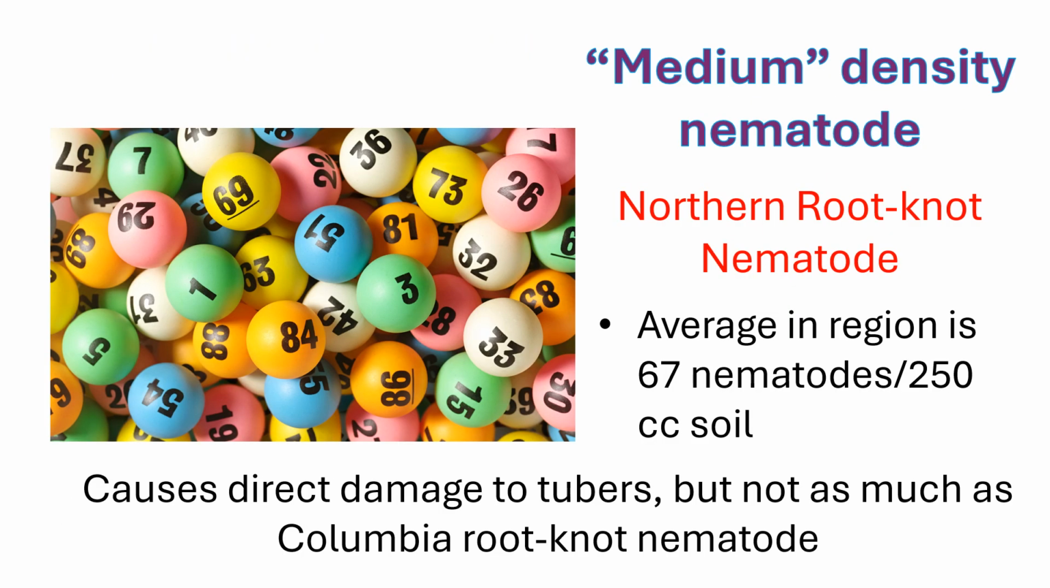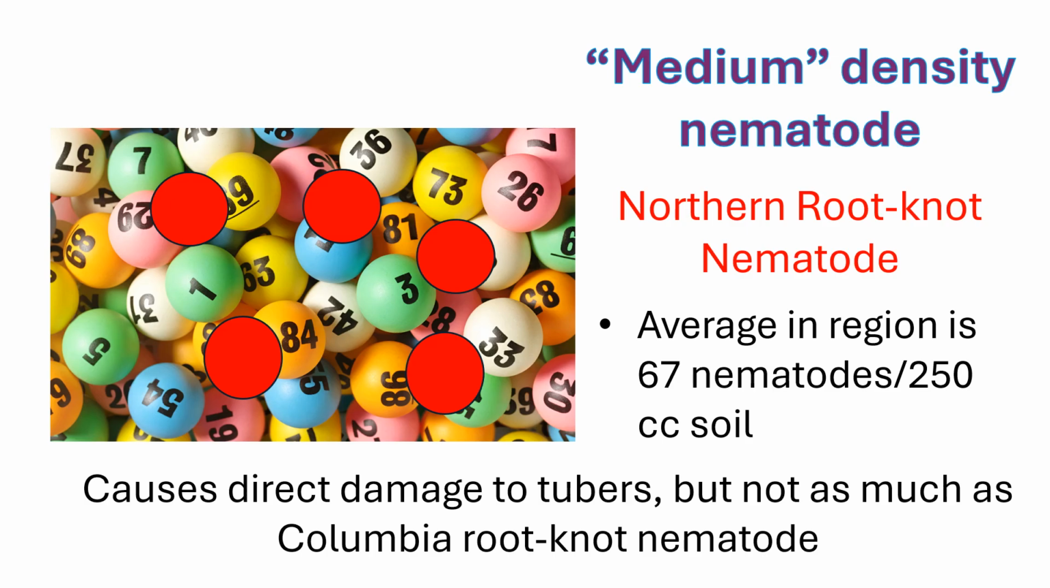Then we have the medium density nematode, which is the northern root knot nematode. On average, this is found in our region at 67 nematodes per 250 cc's of soil. And while this nematode can cause direct damage to tubers, it's not as much as the Columbia root knot nematode and is not as controlled as the Columbia root knot nematode, but it can still cause a lot of damage and can be a big pest for growers. And since it's medium density, we now have 5 lotto tickets for the population of people that are buying lotto tickets. So we have a higher chance, but it's still low.